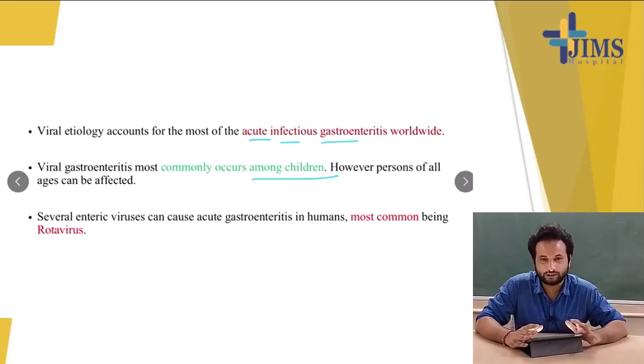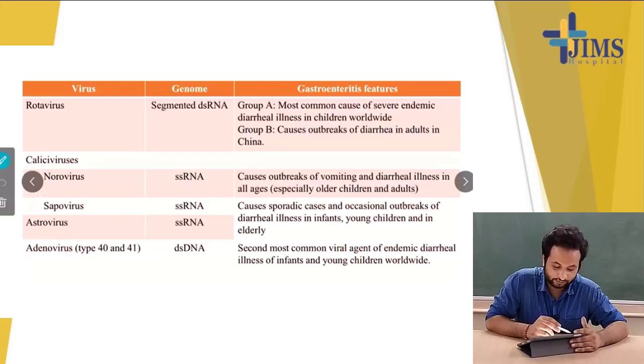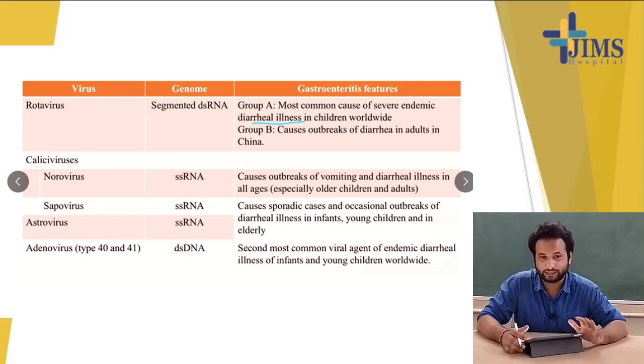So this PPT is basically on Rotavirus only. Other than that, we will talk briefly about the other viruses which cause diarrhea. Okay, so this is the basic overview of the slides which are to come. First we will see Rotavirus, which is a segmented double-stranded RNA virus. Group A is the most common cause of severe endemic diarrheal illness in children worldwide, and there is another group known as Group B which causes outbreaks of diarrhea in adults in China only.